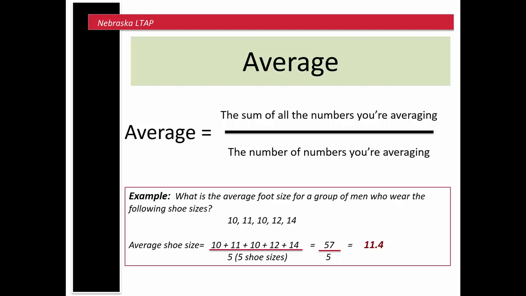We got 2 size 10s there. So for the numerator, what we do is add up all those numbers. The denominator, we count the number of numbers. So we've got 5 numbers that we're adding. That's what goes on the bottom. When we do that, we have 57 over 5. The average shoe size for those 5 men is 11.4.